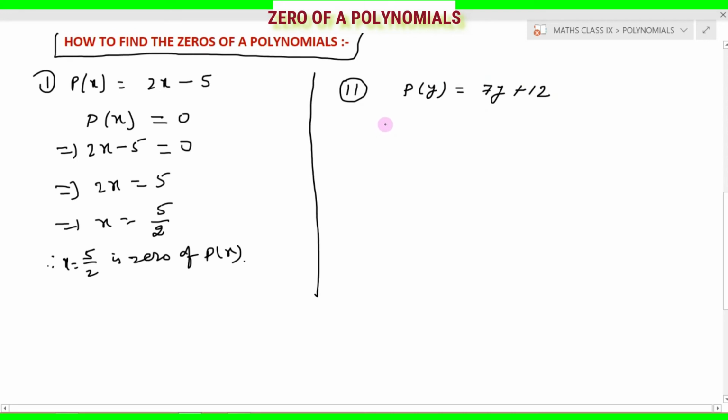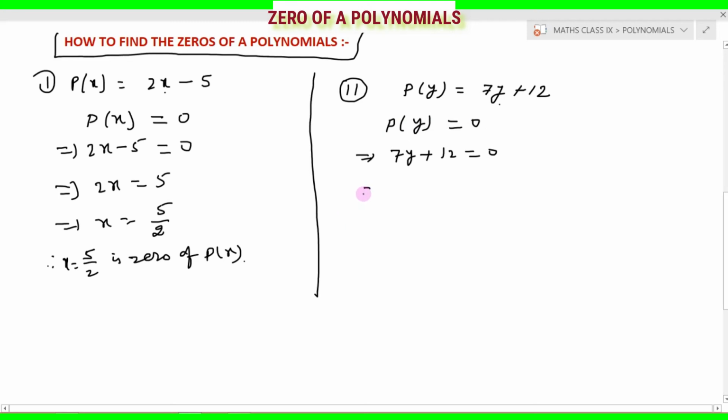Similar steps will follow. First we have to make the polynomial equal to 0, then put the value of polynomial. What is polynomial? 7y plus 12 equal to 0. Remember, here we are writing p(x) and p(x) because variable is x. Here the variable is y, so your polynomial name will be written p means polynomial under the variable y, so p(y) equal to this. So here we will not write by mistake p(x) equal to 0. Here we will have the p(y) equal to 0.